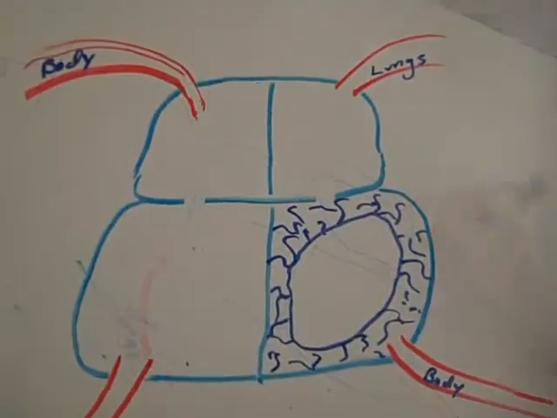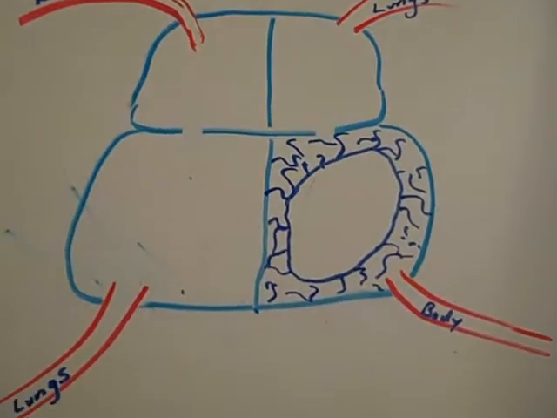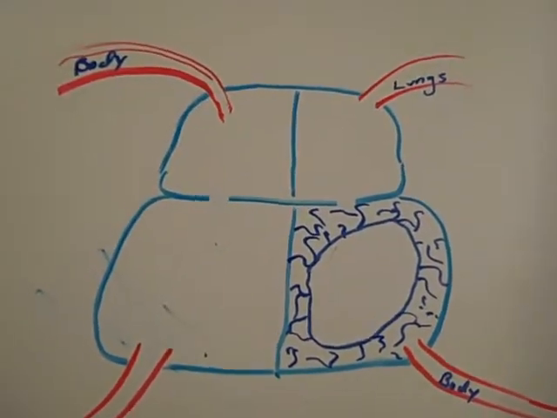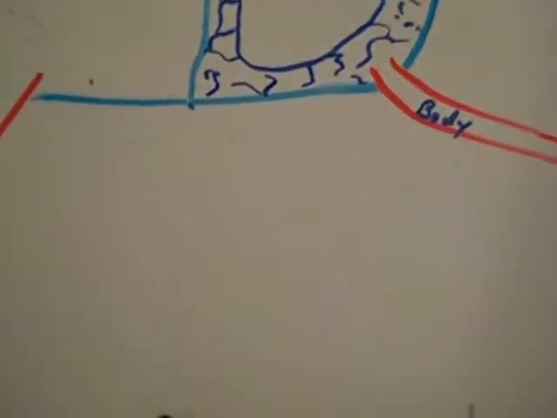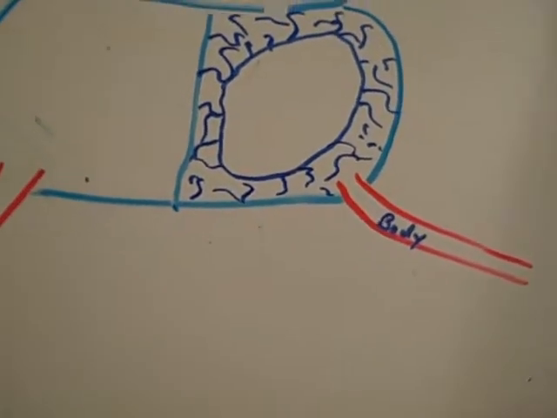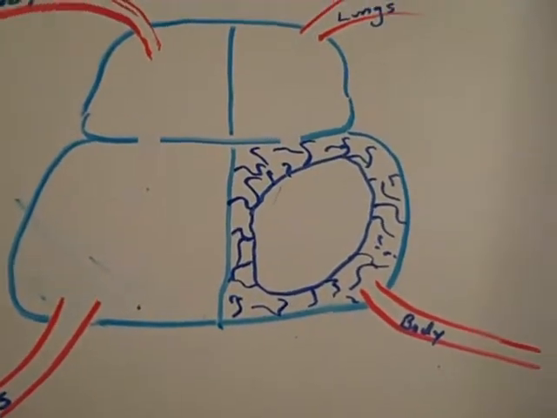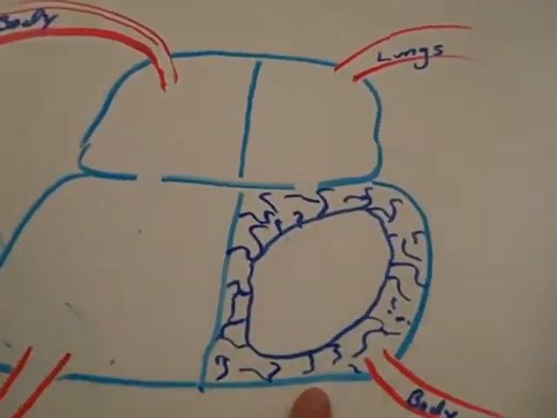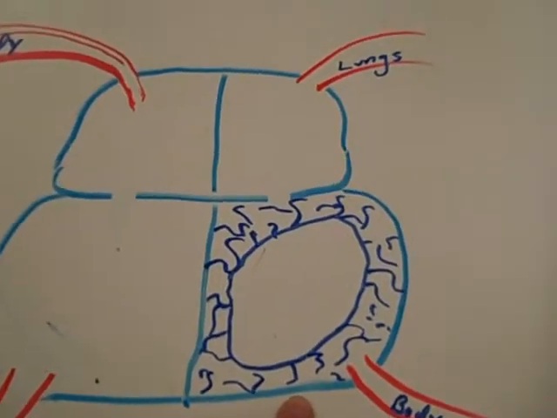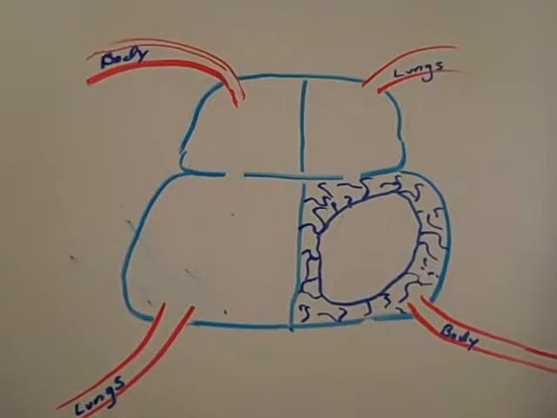Okay, this is what we have so far. We have 4 tubes, we have 4 chambers, we have a connection between the chambers, and we have a nice strong wall in the lower right. Now the heart sits in your chest, so this would actually be the left side of your heart you're looking at. So that would be the left side of your heart, but it's the right side of this diagram, okay? All right.